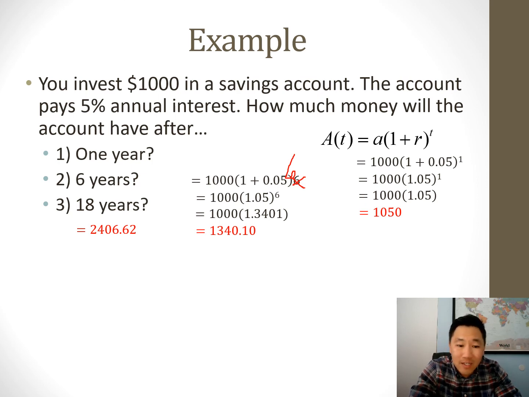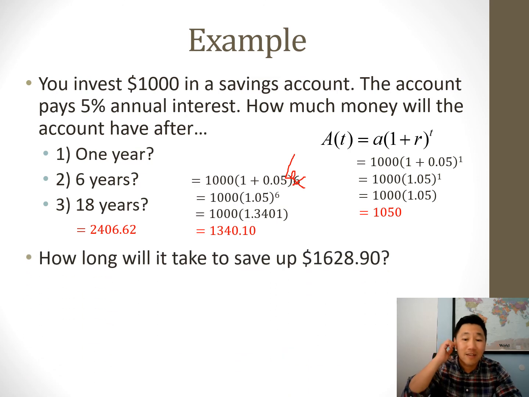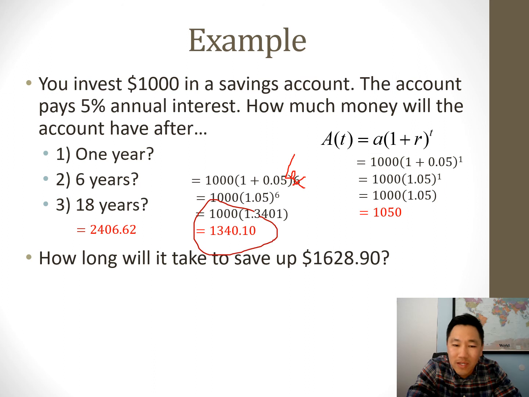All right, the last thing we're going to do is go backwards. How long will it take to save $1,628.90? Well, we did 6 years. 6 years got you $1,340. 18 years got you $2,406. So how many years do you think it's going to take to get $1,628.90? Here's the setup.